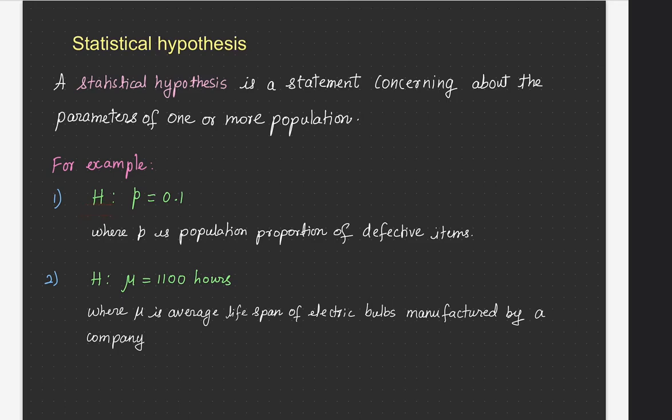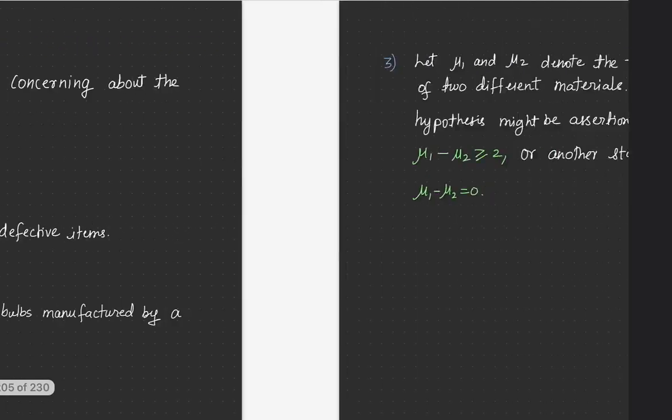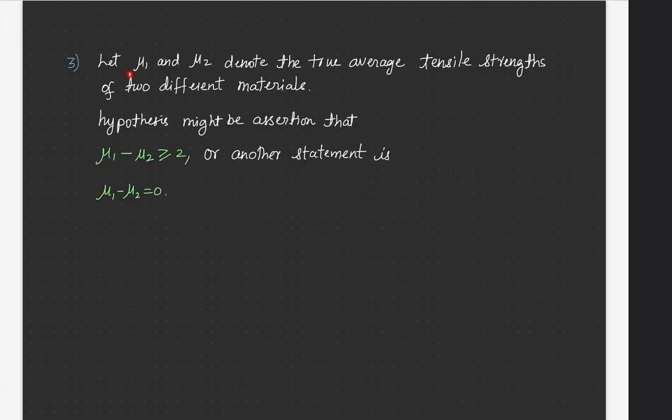Let me consider a second example. If mu is the average lifespan of electric bulbs manufactured by a company and the company claimed that the average life is 1100 hours, that's a statement made by the company and that's a hypothesis. Next, consider this example. Mu1 and mu2 are the true average consistency of different materials. The assertion mu1 minus mu2 greater than or equal to 2, or mu1 minus mu2 is equal to 0, is again a hypothesis. We call it a statistical hypothesis.